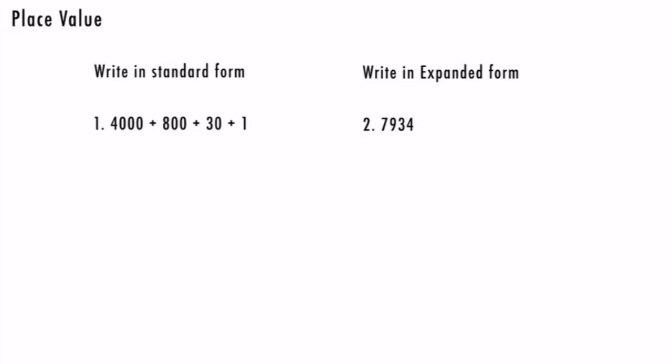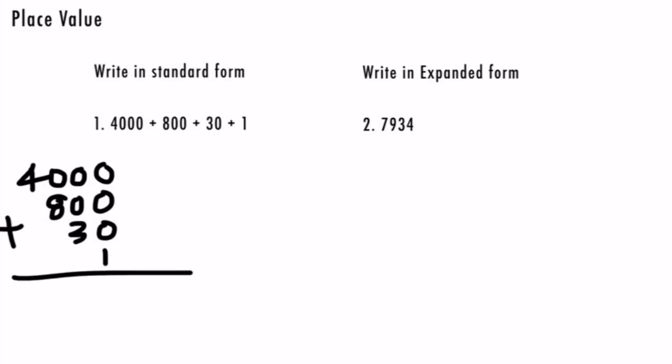For our fourth lesson, they're asking us to find our place value. Number 1, it asks us to write it in standard form. Standard form is just a normal integer. So basically, they're asking us to just add these numbers together. So 4,000 plus 800 plus 30 plus 1. Let's align it vertically so it would be easier for us to add them.